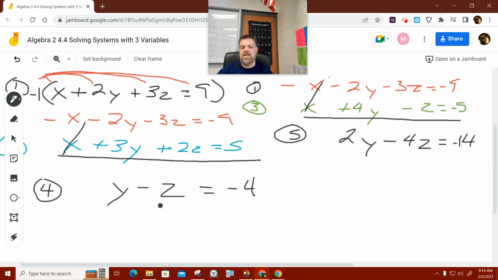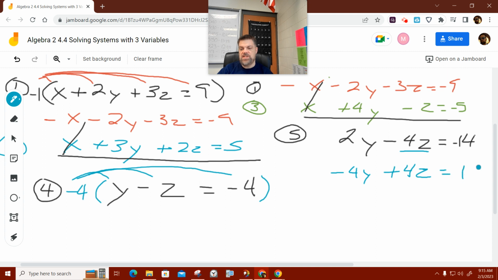So if I'm going to cancel the z, I need to multiply equation 4 by something such that it cancels with this z term. So that's a -4z. So what does this need to be? Positive 4z. So how do I make this a positive 4z? Well, I simply multiply by -4. -4 by this is -4y. -4 times -z is a positive 4z, right? And then -4 times -4 is a positive 16.